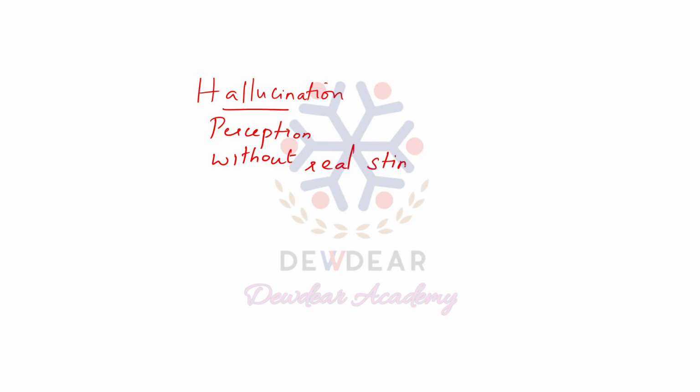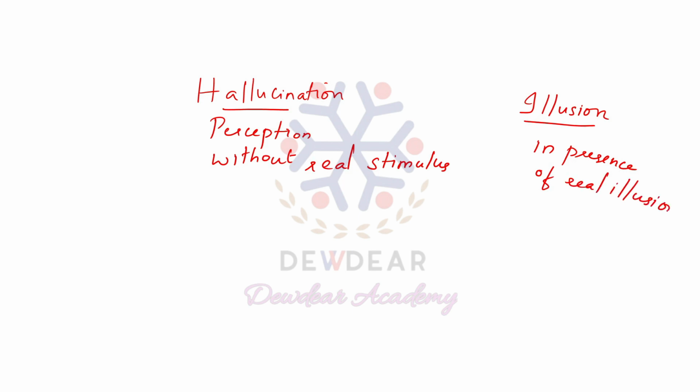If a real stimulus is present and there is a misinterpretation of the stimulus, that is known as illusion. Illusion is, in the presence of an external stimulus, a misinterpretation of that stimulus. Here we are discussing hallucination, which is a disorder of perception occurring without the presence of a real stimulus.